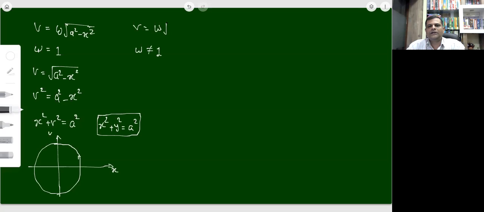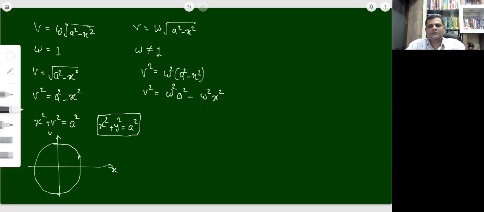So v equal to omega root a square minus x square है, no doubt, ये तो हमको पता है. But if we just square on both sides, then we can get v square is equal to omega square into a square minus x square, because square and square root will get cancelled. And if we just open this bracket, then we can get v square is equal to omega square a square minus omega square x square, correct hai?